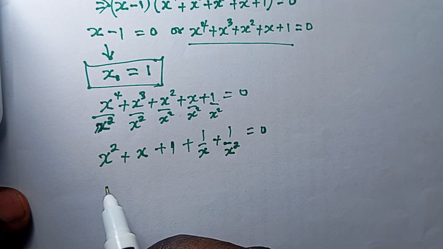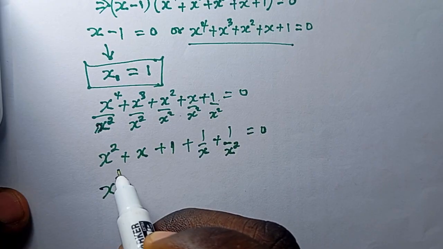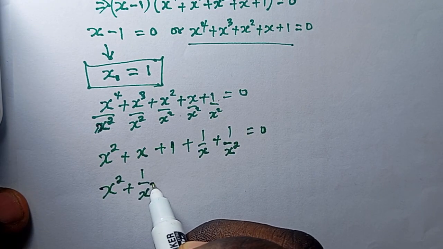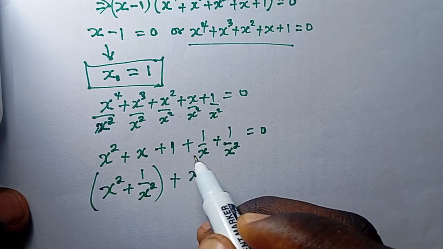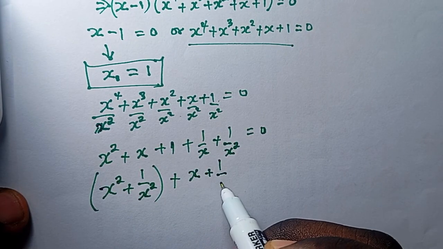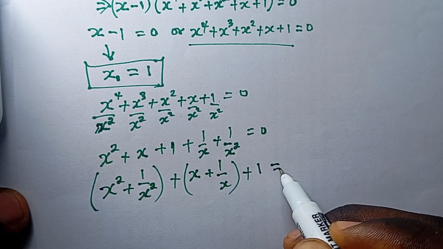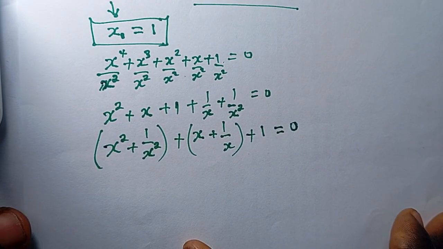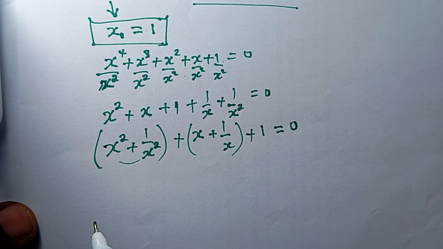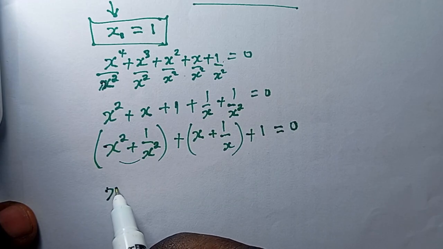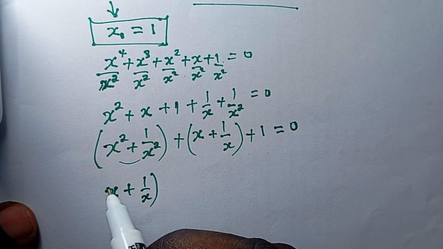Next, I'm actually going to group like terms. So this is x power 2, so I'll bring this one together with 1 over x power 2. Then I'll also group this one that I have in x power 1, and 1 over x. Then plus this one over here is equal to 0. Now what we're going to do is actually to find a way to get an expression for this. And to do that, we can actually get it from this expression over here.